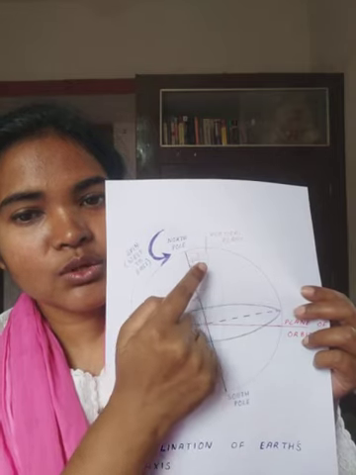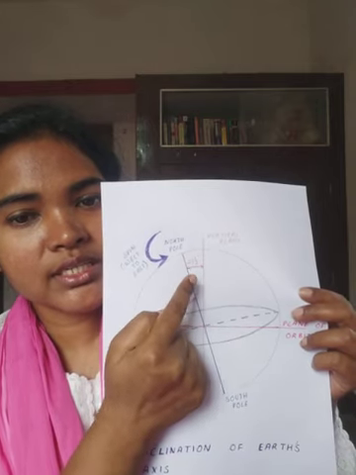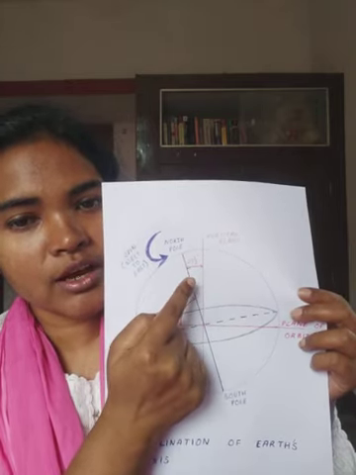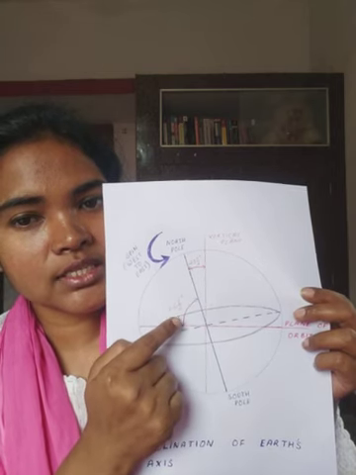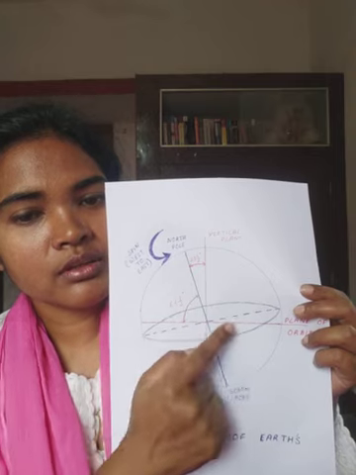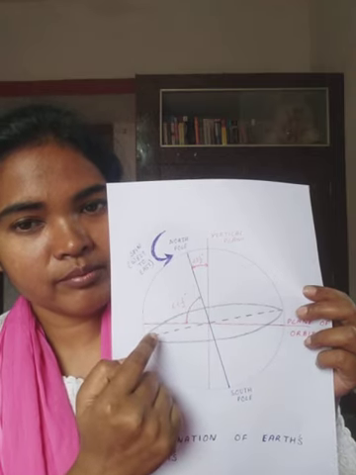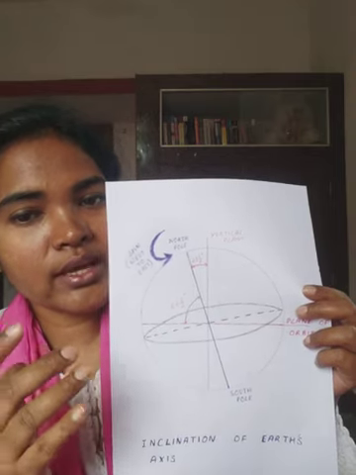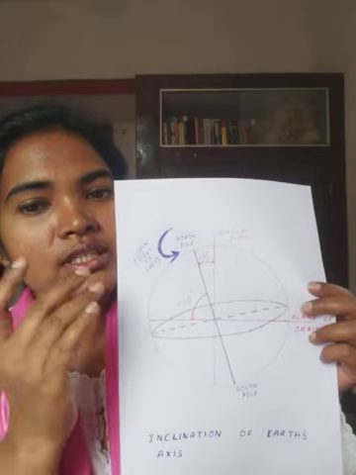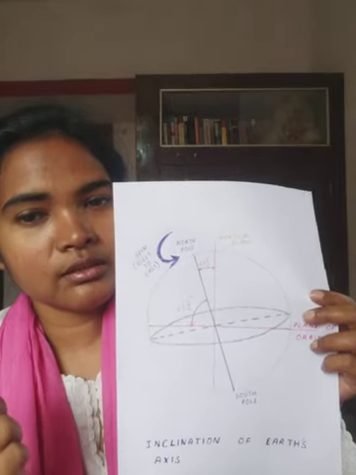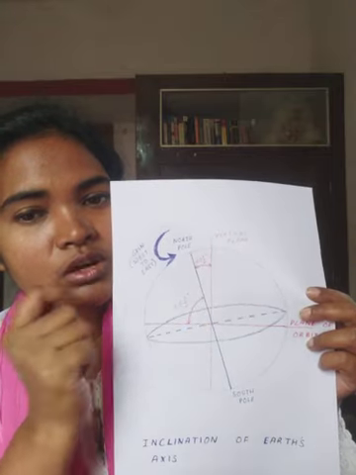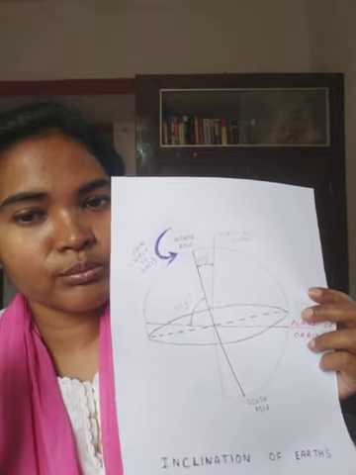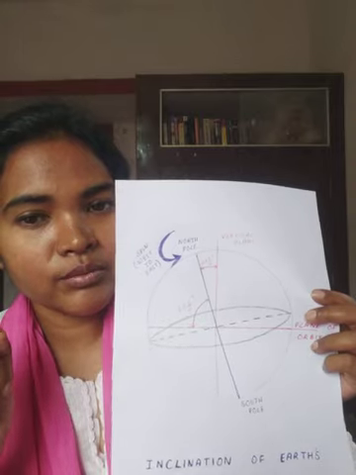This axis is not vertical, but it makes an angle of 23.5 degrees with the vertical plane and an angle of 66.5 degrees with the orbital plane. This is also known as the tilt of the earth or the inclination of the earth. The axis of the earth is always pointed towards the pole star or Polaris.